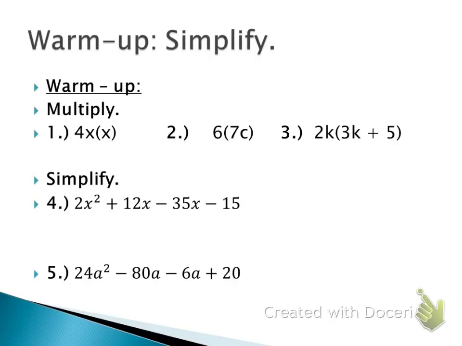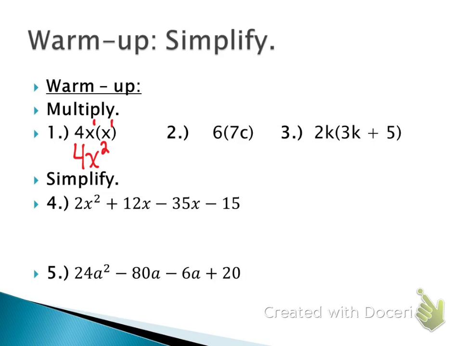All right, our warm-up starts out with multiplying with monomials. If I take 4x times x, that's what those parentheses mean for me here. What do I get, Keon? 4x squared, good. Remember, when we multiply the same base, we add those exponents. They both have a 1. 1 and 1 makes 2.